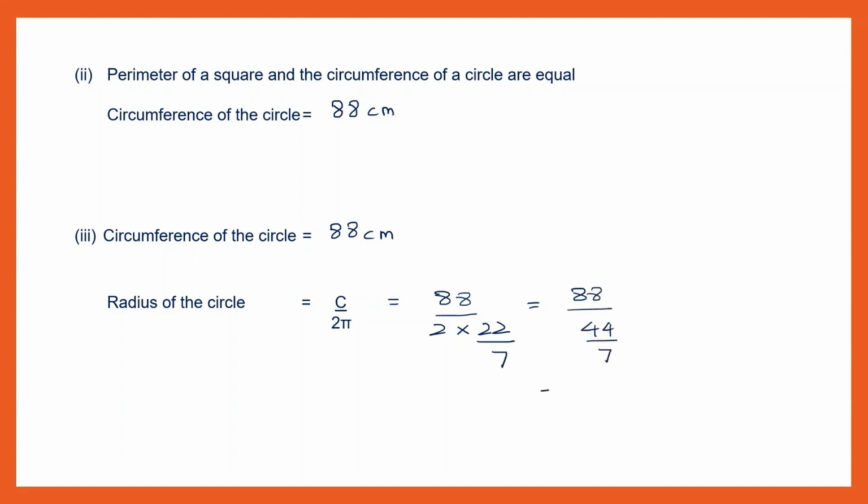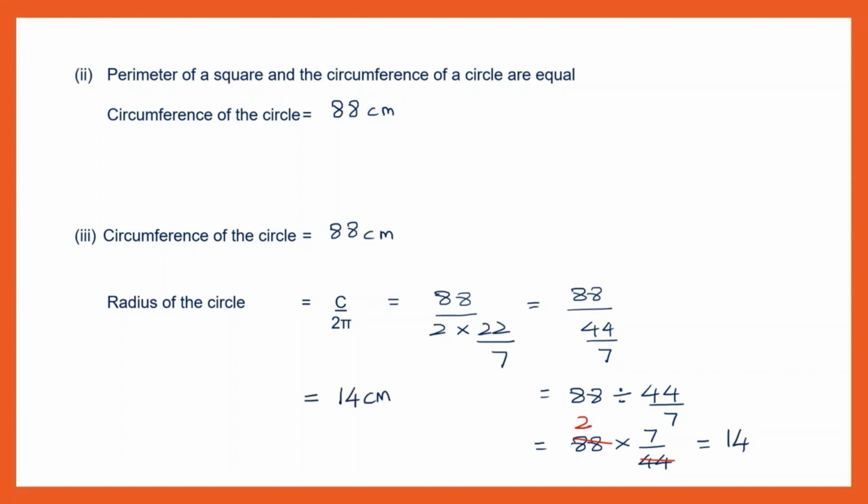Now I can also write it like this: 88 divided by 44 by 7. Instead of putting it below, I can write it by the side. This will be 88, division changes to multiplication, 44 by 7 becomes 7 by 44. Now I can cancel 44 and 88 by 2. So 2 7s are 14. So now I have found the radius of the circle to be 14 centimeters.